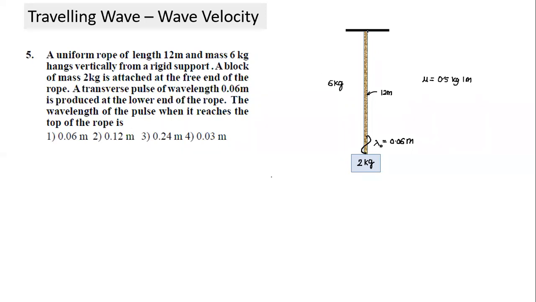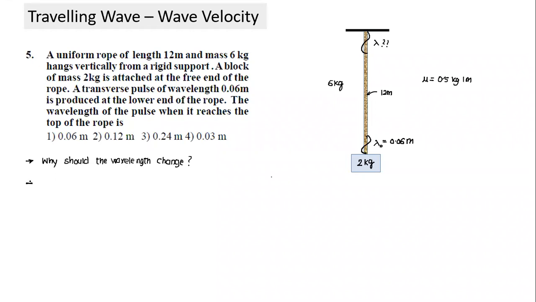So when it reaches here, what is the wavelength here? Why would the wavelength change from here to here? First of all, can you think why the wavelength should change? Why, and how can we calculate it? Anish, can you think of a reason why the wavelength should change? Maybe it's non-uniform.